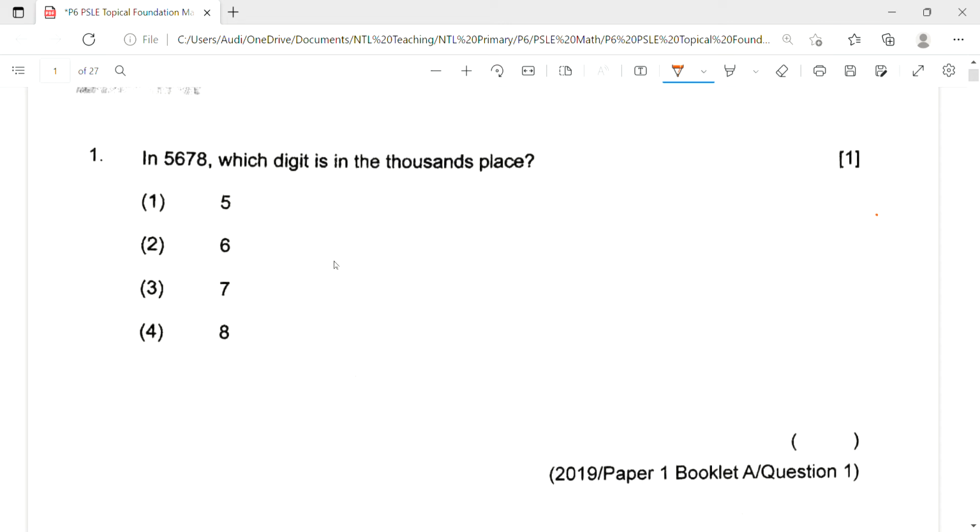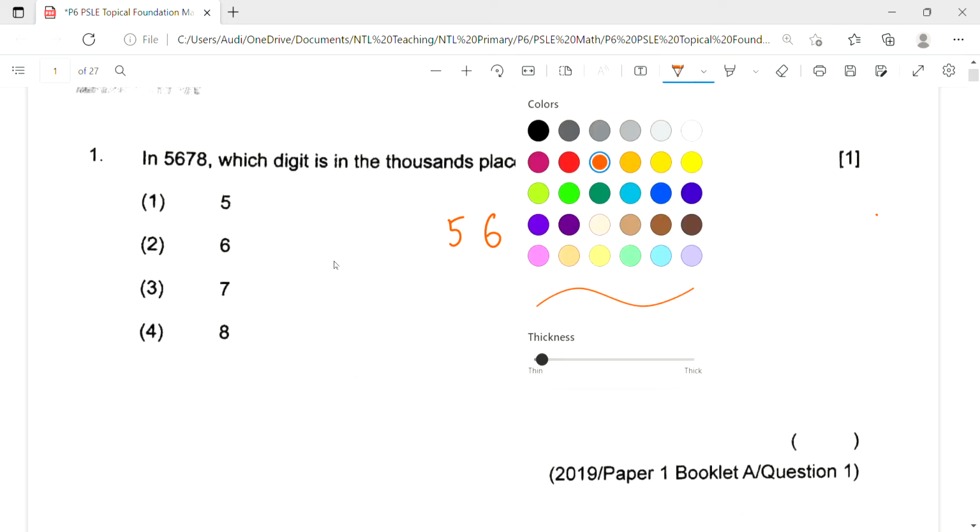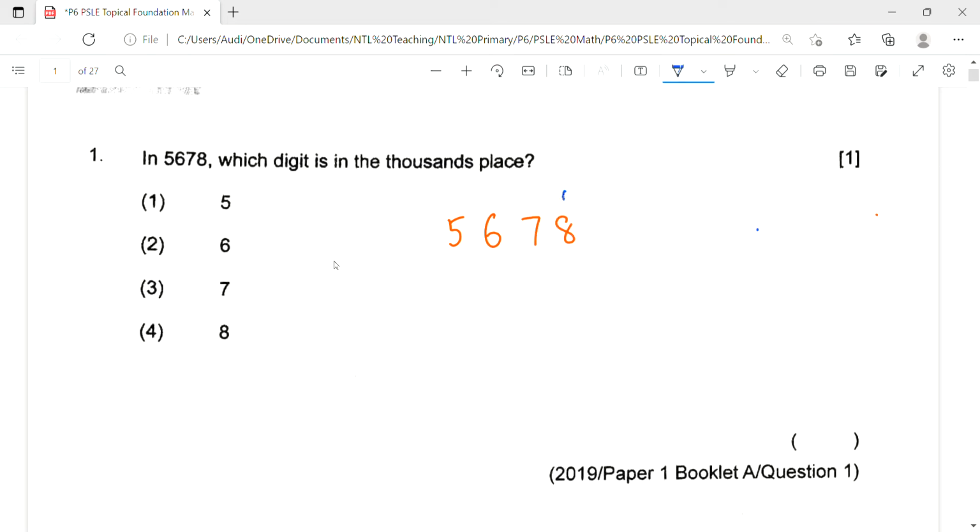Question 1. In 5, 6, 7, 8, which digit is in the thousands place? The first step you do is to label the digits. This is the ones place. This is the tens. This is the hundreds. This is the thousands. So the digit that is in the thousands place is digit 5. So our answer is number 5.